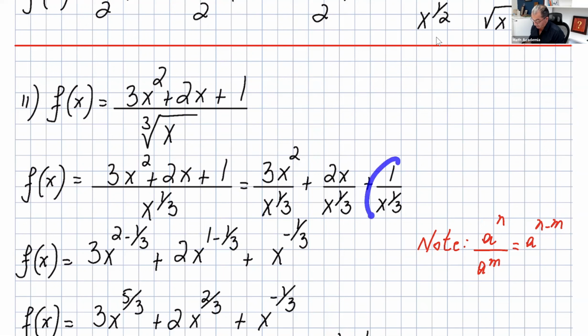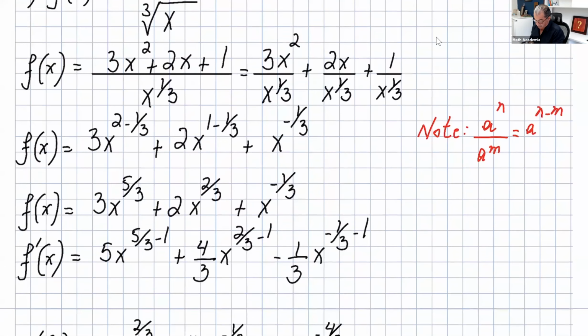And finally, this one, make it the way so you can take the derivative. So it's x to the power of negative 1/3. So 2 minus 1/3 is 5 over 3. 1 minus 1/3 is 2 over 3. And this is ready.